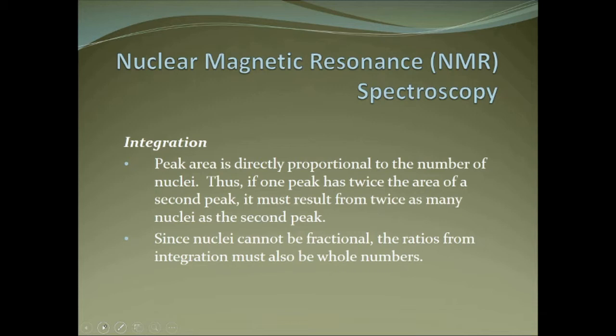This is useful, and in fact we do need to consider the fact that you cannot have fractional nuclei, so these ratios must be whole numbers. So we can identify a peak as being due to one hydrogen, or two hydrogens, or three hydrogens. The peak area gives us the relative number of hydrogens.